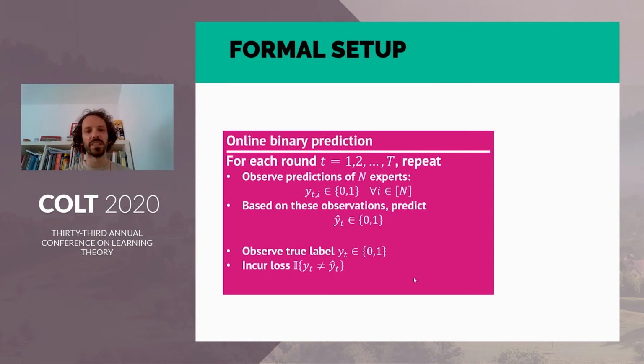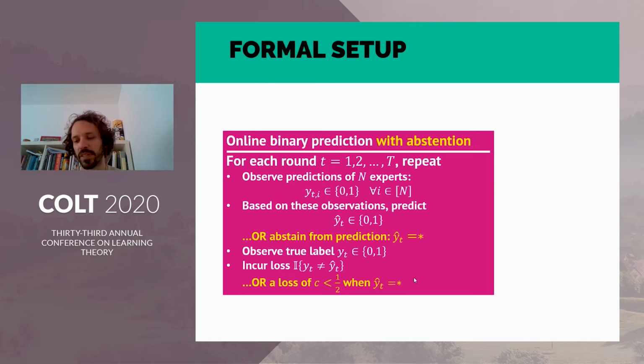Then based on these predictions, the learner has to produce its own prediction, which is also 0-1 valued and denoted as ŷ_t. After having made its prediction, the learner is also going to observe the true label, which is also 0-1 valued, and the learner suffers the classic 0-1 loss: 0 when the learner's label matches the true label, and 1 otherwise. This is a very classical setup. Everybody knows and loves this.